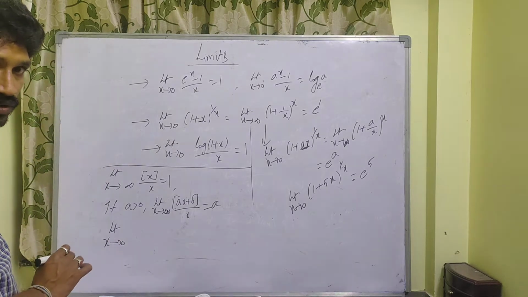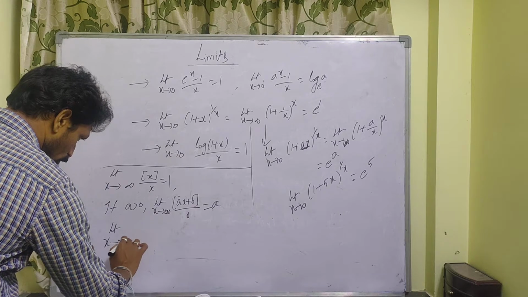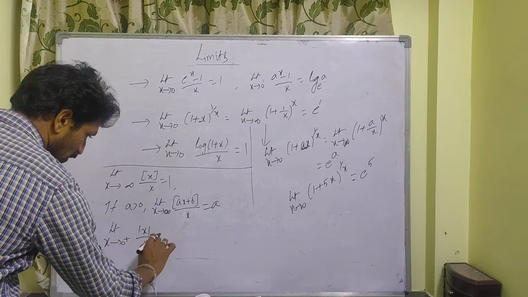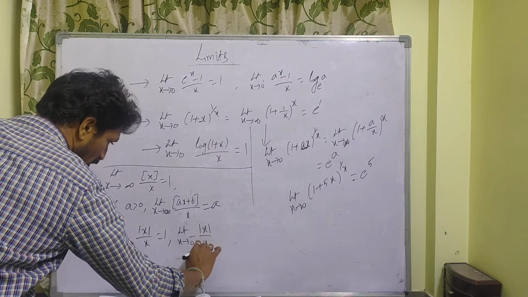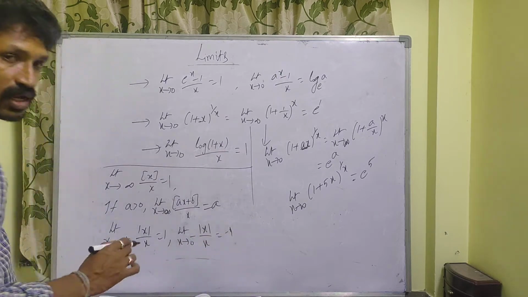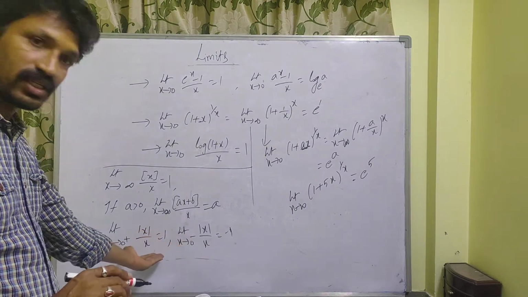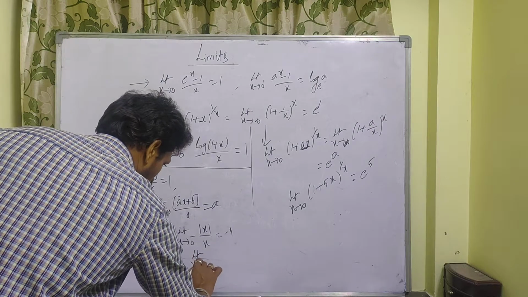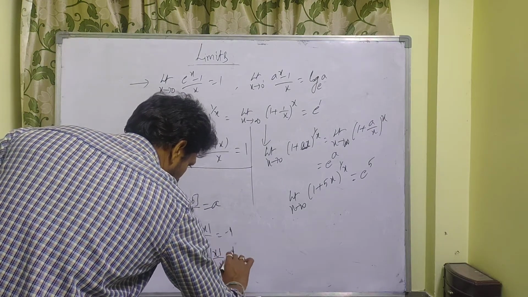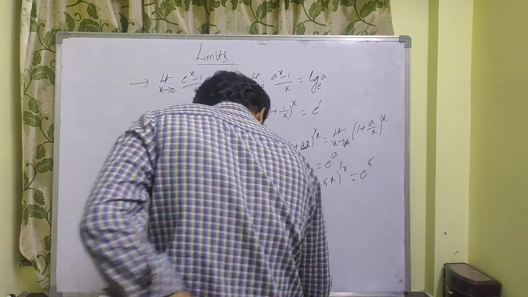Limit x tends to 0 plus, mod x by x is equal to 1. Limit x tends to 0 minus, mod x by x is equal to minus 1. And you just understand here both limits are not equal. So limit x tends to 0, mod x by x does not exist.